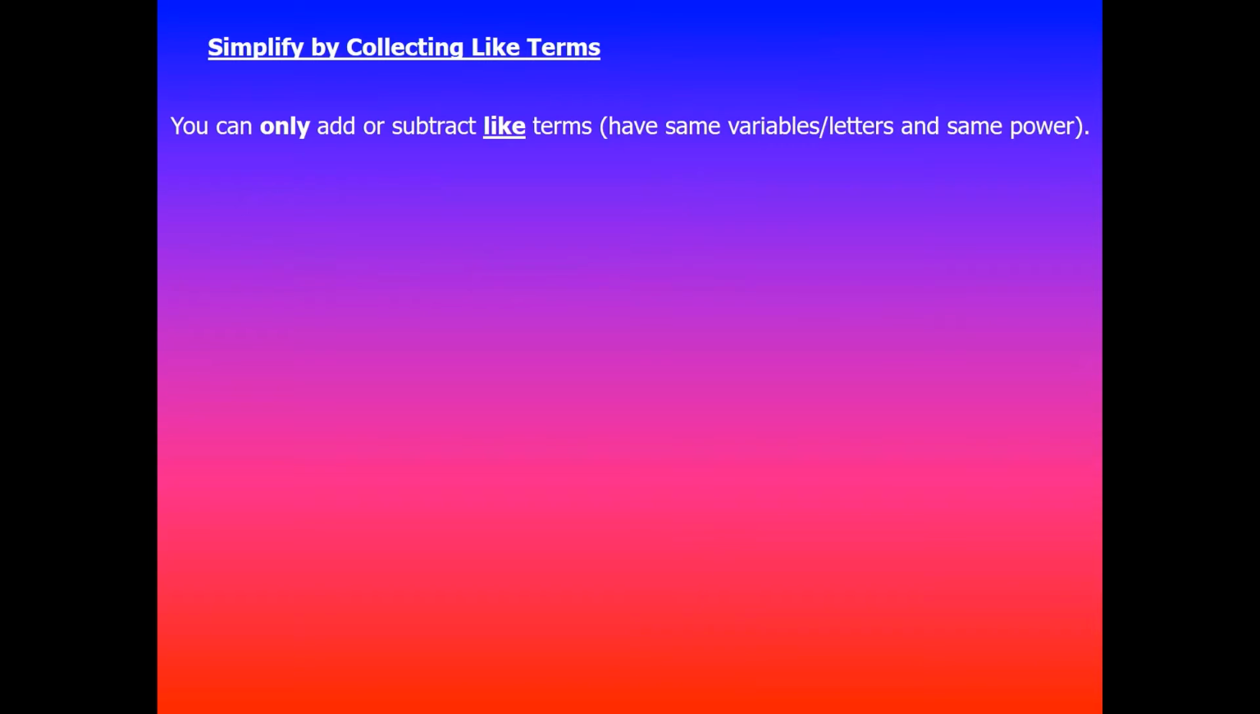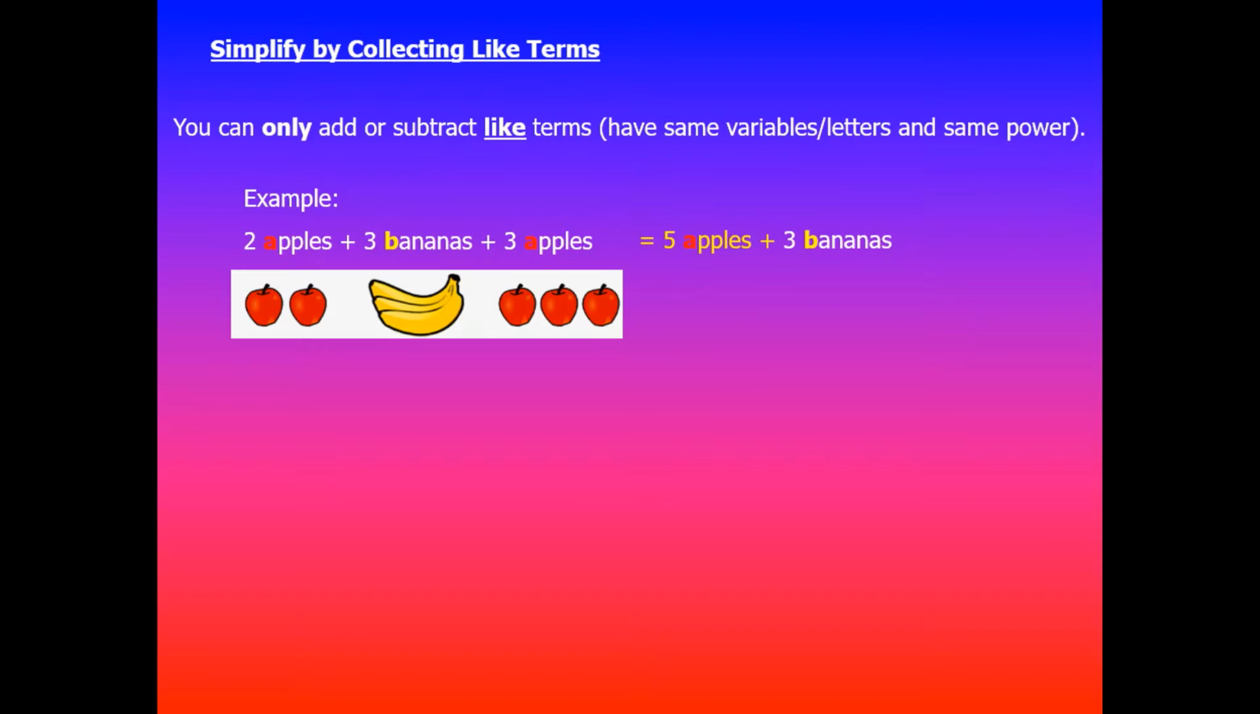If you are simplifying algebraic expressions, you need to collect like terms, and you need to know that you can only add or subtract like terms. Like terms will have the same variables or letters, and they also have the same power. For example, if I've got 2 apples plus 3 bananas and then 3 more apples, then I can have a total of 5 apples and 3 bananas, because I can only add apples together. So those are the like terms, and then 3 bananas are left as well.